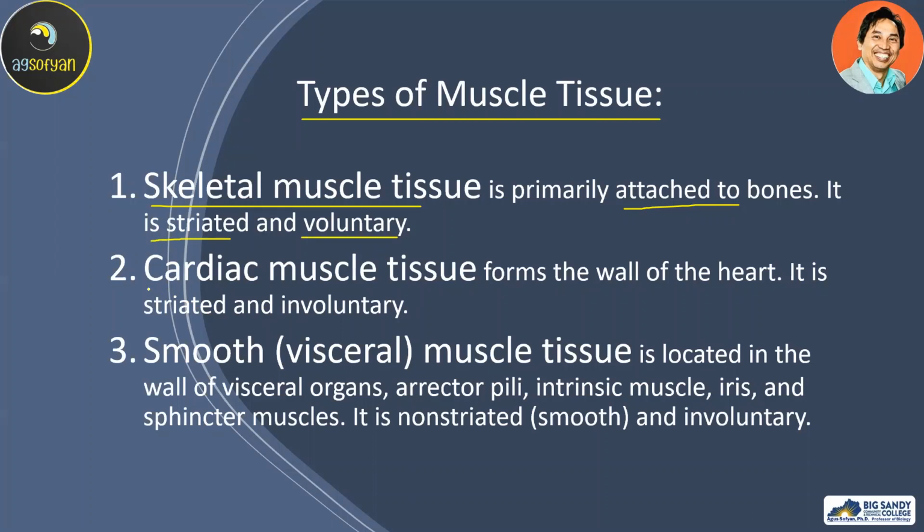The second type is cardiac muscle tissue, and it is located on the wall of the heart. It is also striped and involuntary. This means that we cannot really control the contraction of this cardiac muscle. It will contract automatically.